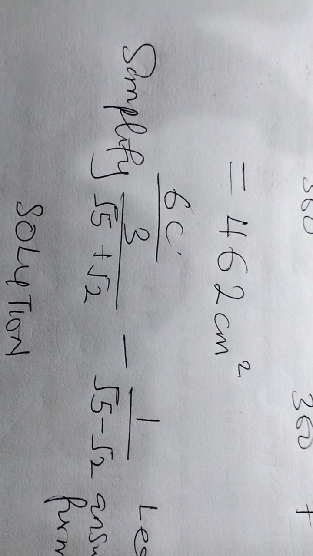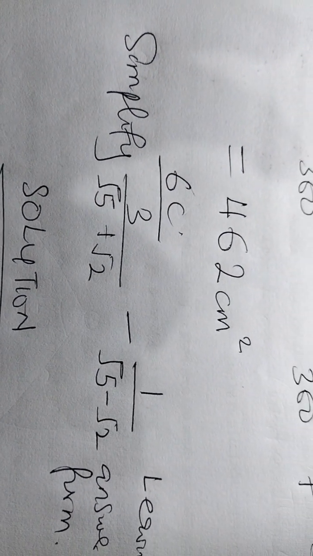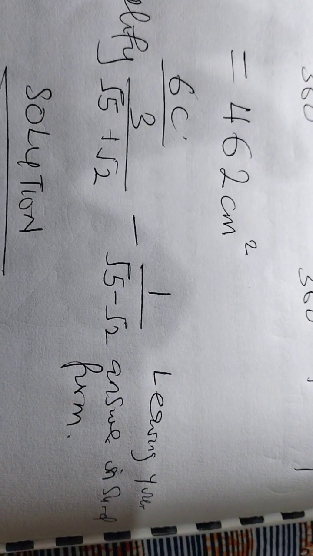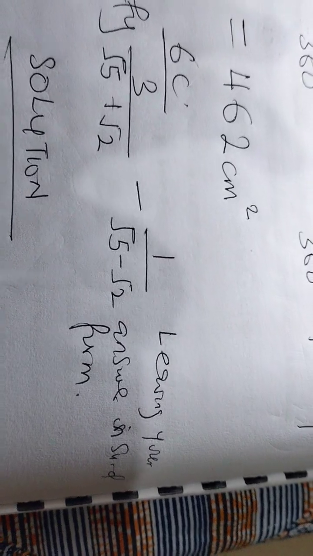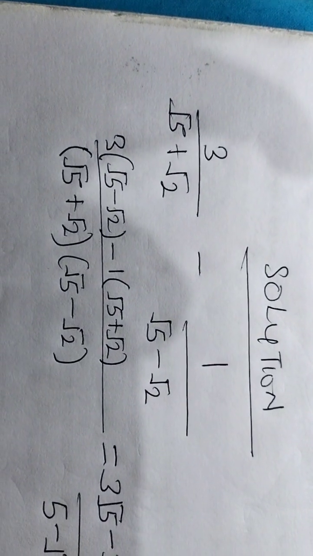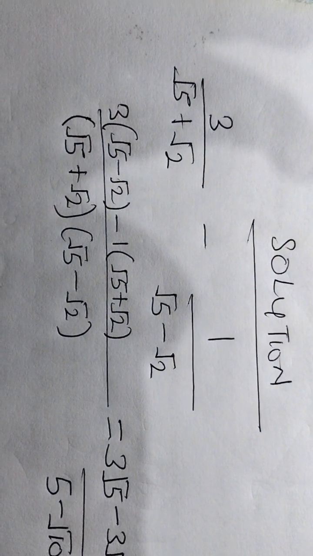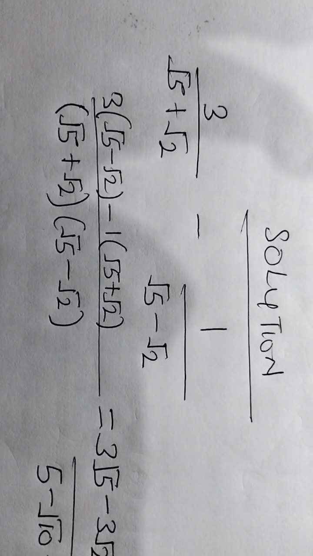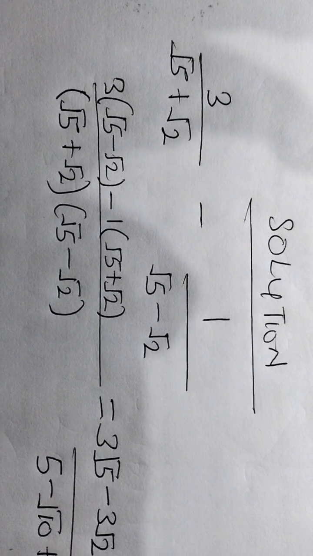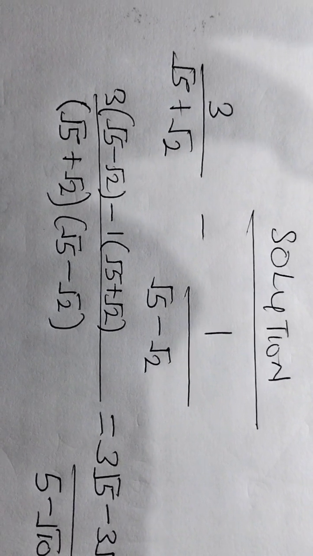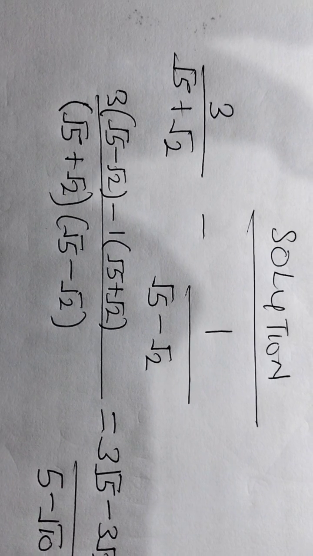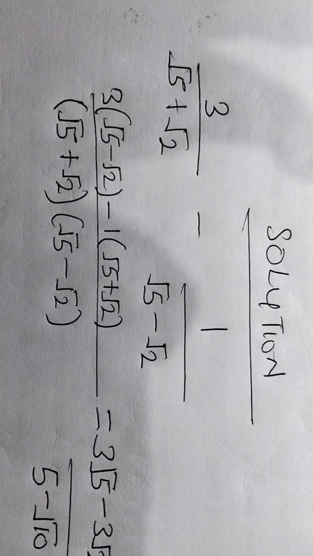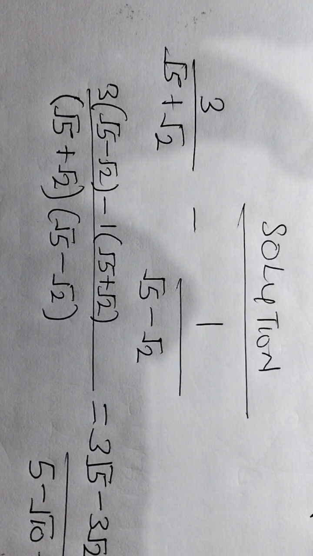We have number 6c. It says simplify 3 all over root 5 plus root 2, minus 1 all over root 5 minus root 2, leaving your answer in surd form. Solution: we take the LCM of that expression, root 5 plus root 2 bracket closes, multiplied by root 5 minus root 2 bracket closes. Then solving, we'll have the numerator: 3 in bracket root 5 minus root 2 bracket closes, minus 1 bracket opens root 5 plus root 2 bracket closes.